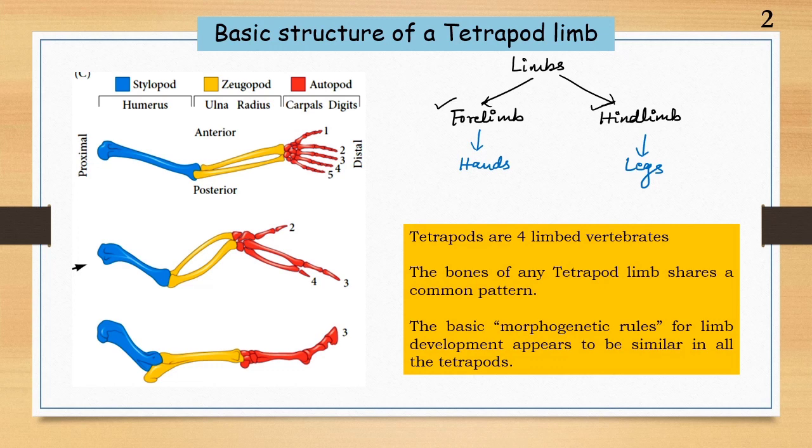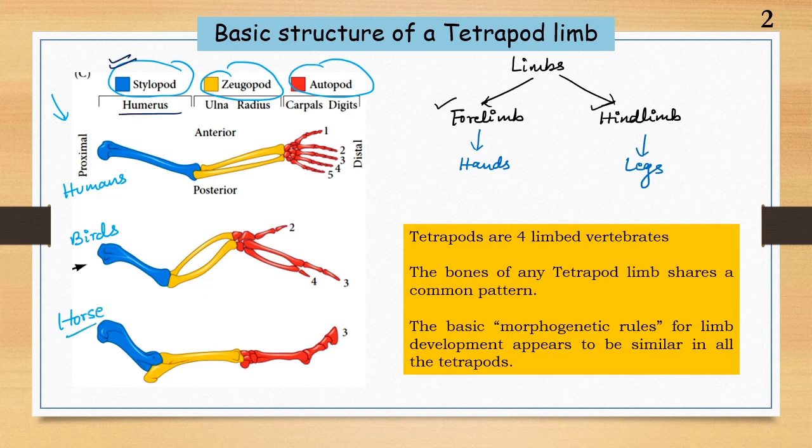Now let's talk about the different sections of a limb and how bones are arranged in each section. There are three sections of a limb: stylopod, zeugopod, and autopod. Here we are seeing the examples of limbs in humans, birds, and horse. In the case of the stylopod, in the forelimb, the humerus bone is present. But in the hind limb, in place of the humerus bone, the femur bone is present.